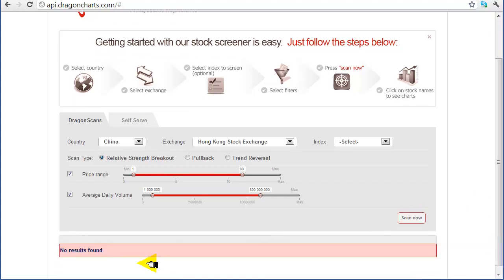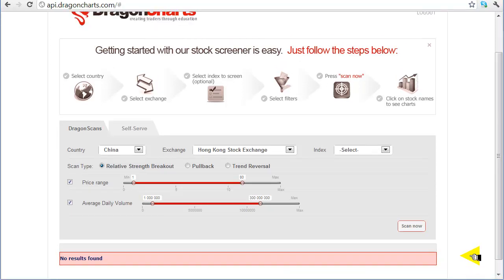And notice it says no results found. Now if this was a strong market or a market that was trending higher, you'd get a list of stocks there. In essence, this very quickly tells us that we shouldn't bother looking for stocks that are breaking out of a base right now because there simply aren't any due to weak market conditions.